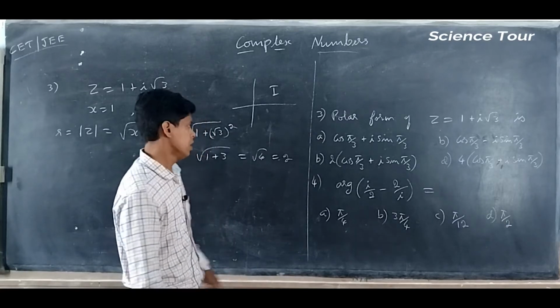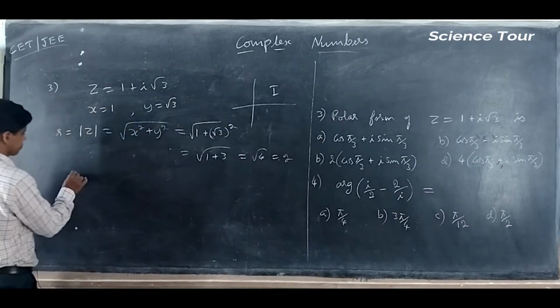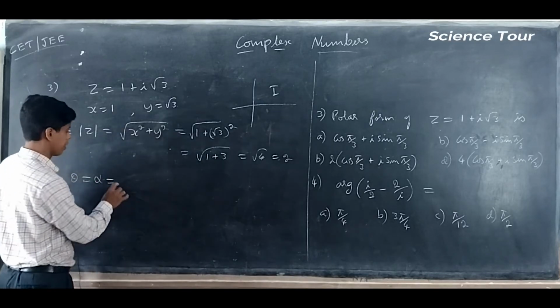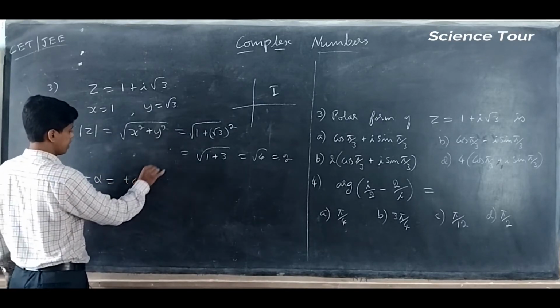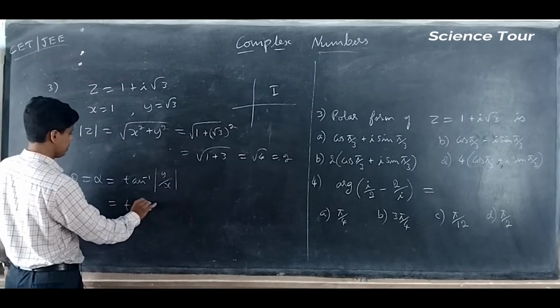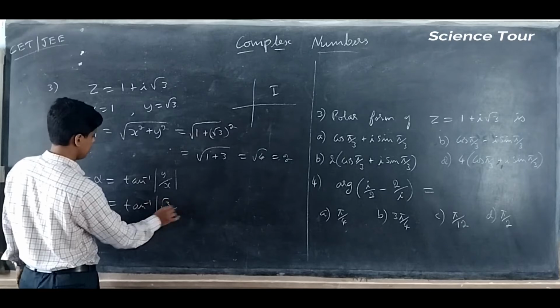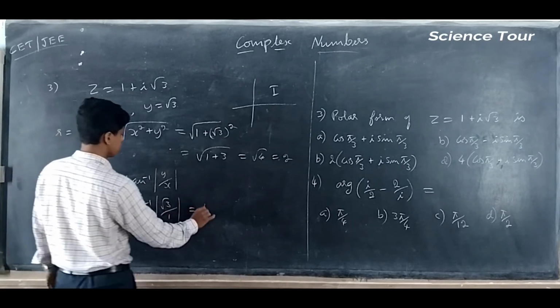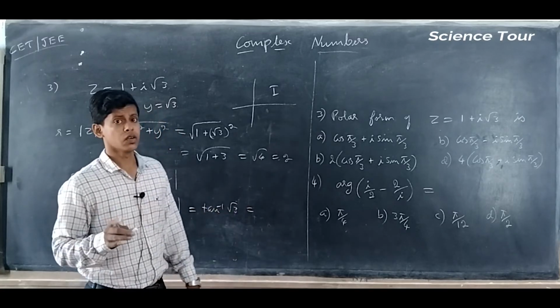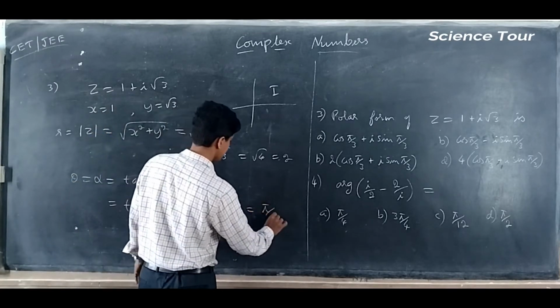But still, if you want to confirm, theta is alpha because it's in the first quadrant. And what is alpha? Tan inverse of y by x. Now what is y? Y is root 3. So tan inverse of root 3. Tan inverse of root 3 is 60 degrees. What is 60 degrees? Pi by 3.